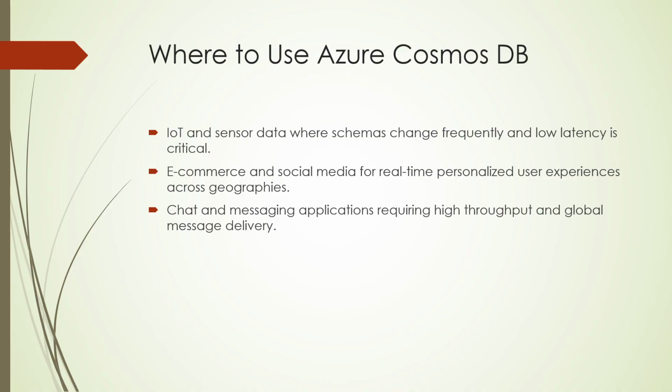Where to use Azure Cosmos DB, or some examples where we use it. IoT and sensor data, where the schema changes frequently and low latency is critical. E-commerce and social media for real-time personalized user experiences across geographies. Chat and messaging applications requiring high throughput and global message delivery.